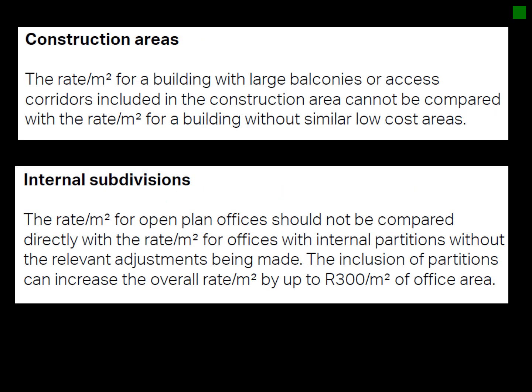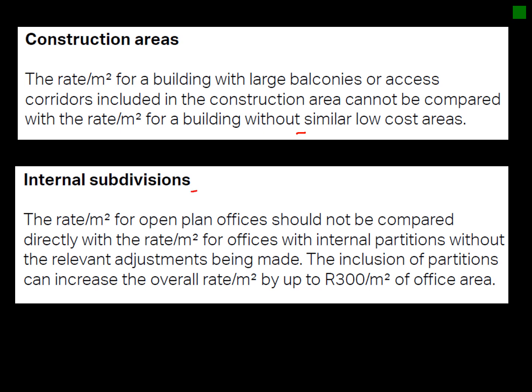Then your construction areas: the rate per square meter of a building with large balconies and access corridors, including the construction area, cannot be compared with the rate per square meter of a building without similar installations. So you just need to remember that.